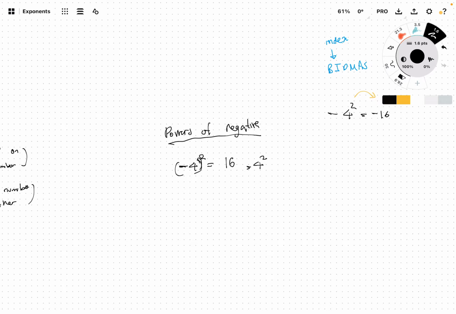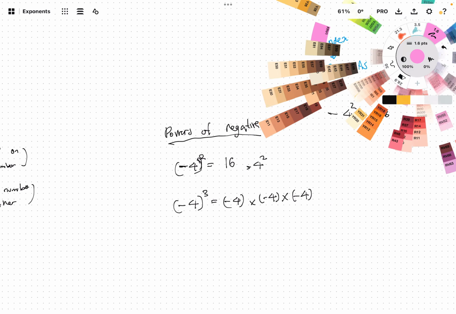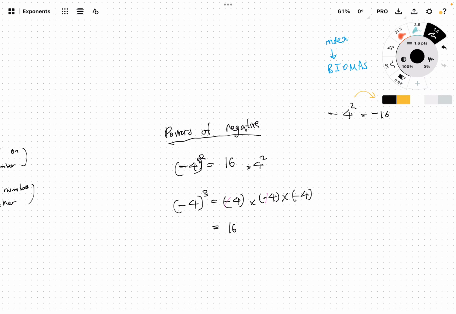Let's see what happens when we try to take the higher powers of negatives. Let's do negative 4 cubed. Do you think this will be positive or negative? Actually, I won't reveal it. Let's do it properly, from scratch. You have negative 4 times negative 4. You have two negatives multiplying together. What happens? The negatives cancel. So it's just positive 16 times negative 4.